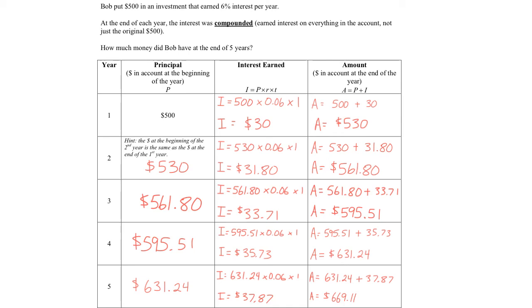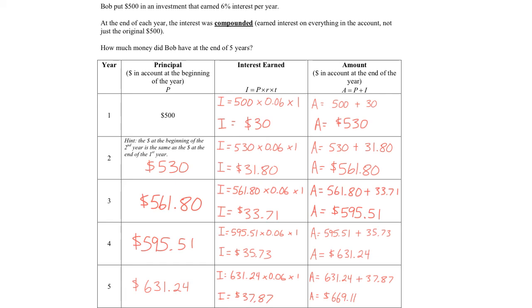So I want you to notice a few things here. First thing I want you to notice is that the amount of interest earned was not the same every year. This is different than simple interest because with simple interest, you're earning the same amount of interest every year. When it's compounded, the next year, the interest is calculated on the amount that's in the account after the first year, not just on the $500 that it started with. So this is the main difference between compound and simple interest. Compound interest grows more rapidly because the amount of interest increases every year.